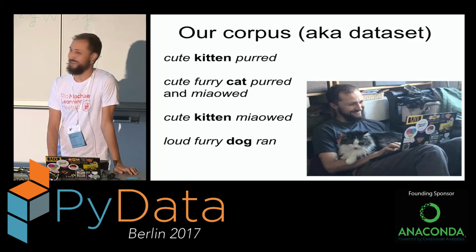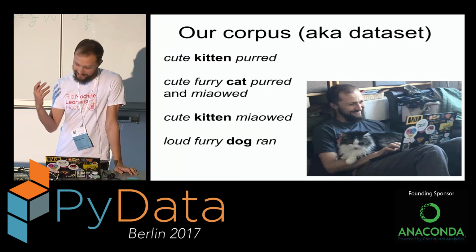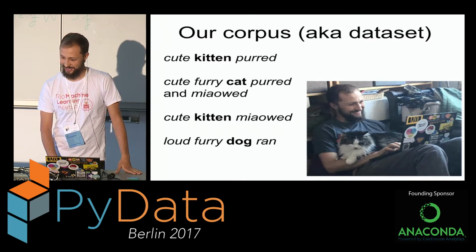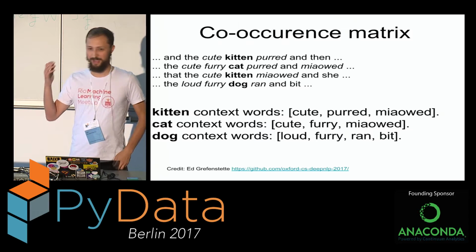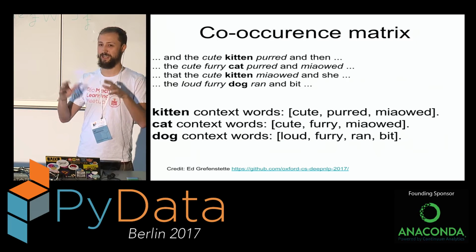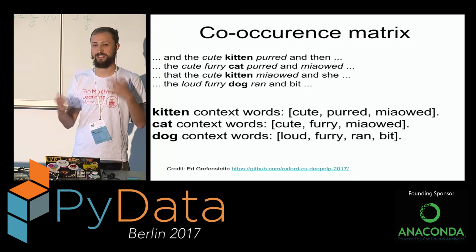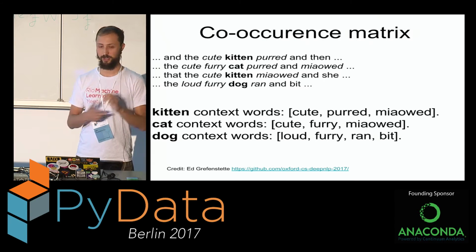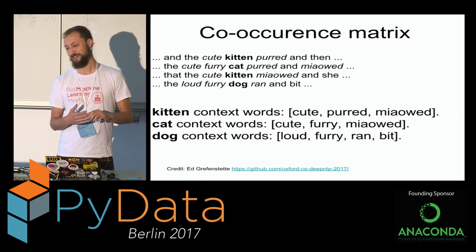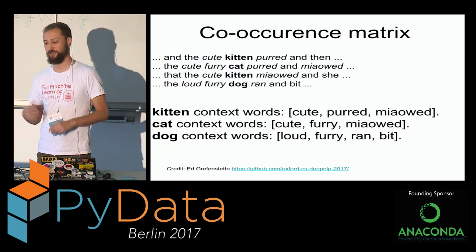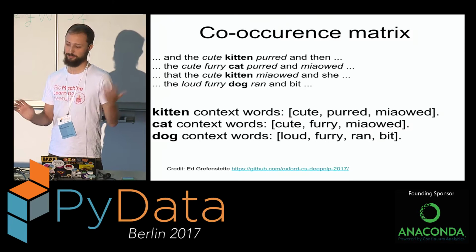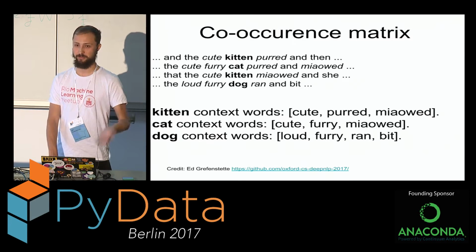Okay, cool. This is our corpus about cats. Let's extract some information out of it. I'll find out which words are friends, which words appear in the same context. Kitten has context words of cute, purred and meowed, and cat has the words cute, furry and meowed, and dog has loud, furry, ran and bit. Okay, let's make it into a matrix.